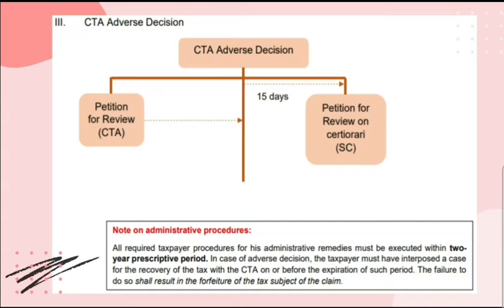It must be noted that aside from complying with the rules on deadlines, all required taxpayer procedures for his administrative remedies must be executed within the 2-year prescriptive period, and in case of adverse decision, the taxpayer must have interposed a case for the recovery of the tax with the CTA on or before the expiration of such period. The failure to do so shall result in the forfeiture of the tax subject for the claim.